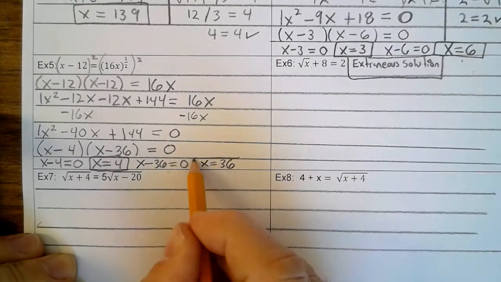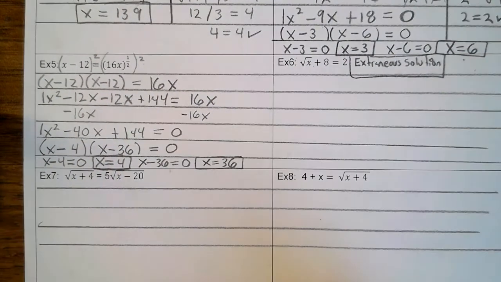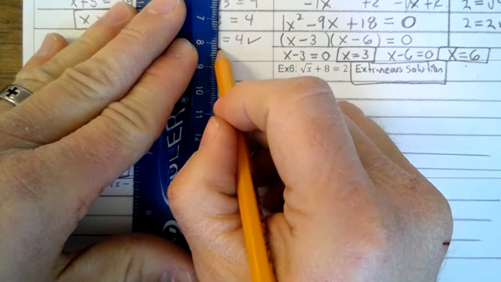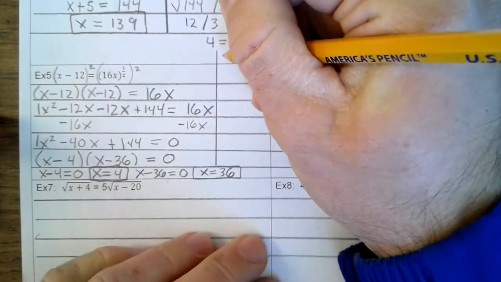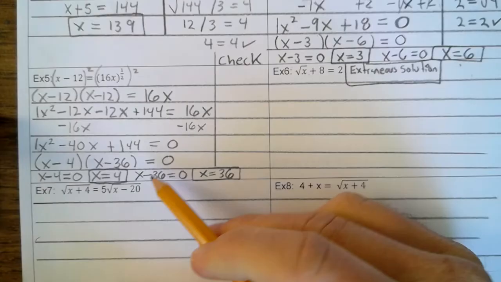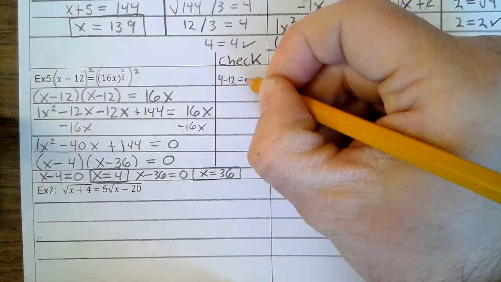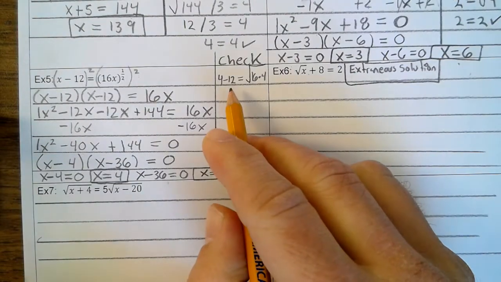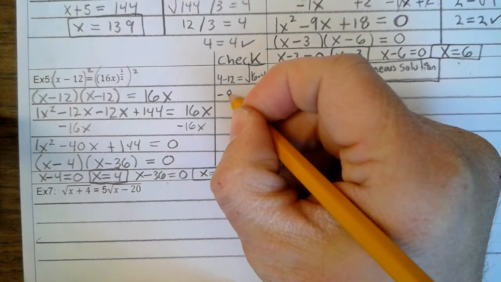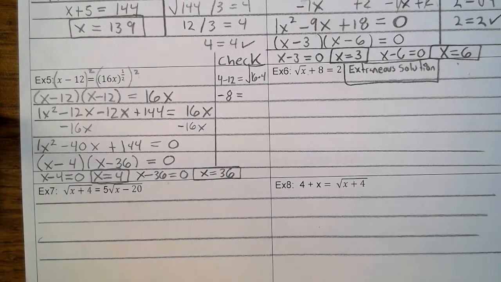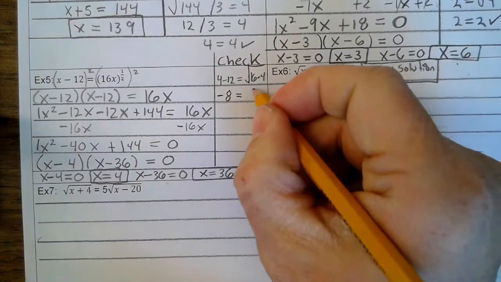All right, and then you want to check. So let's try with 4. So 4 minus 12 equals, and I can just rewrite that as the square root of 16 times 4. Well, 4 minus 12 is going to be a negative 8. And the square root of 16 times 4 is a positive 8. Since that's a false statement, we know that x equals 4 is an extraneous solution.